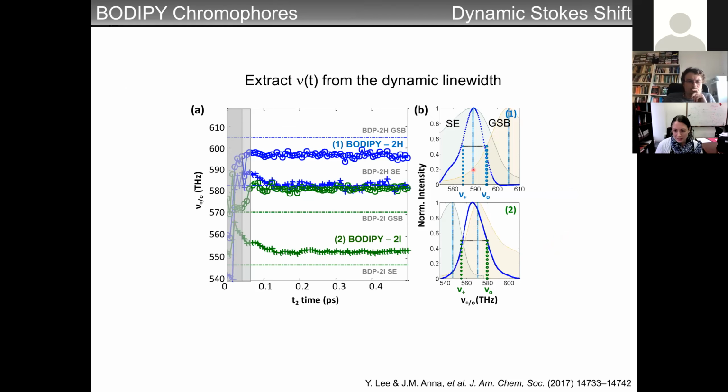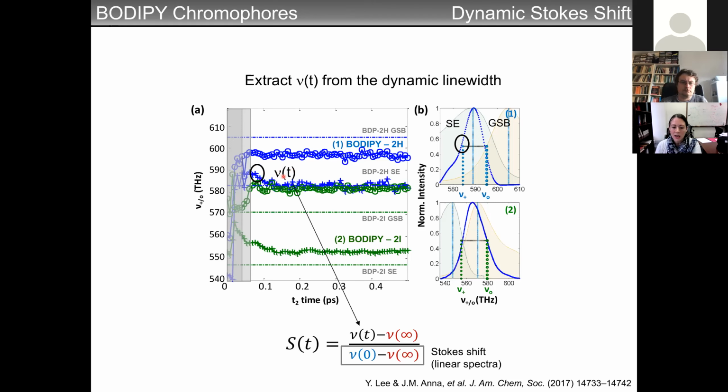All right, so how do we actually do this? Here in blue is a representative slice or projection from the 2D data for a given T2 time. And so what we're really looking at is this dynamic line width change. For every projection as a function of T2, we're going to extract the frequency at the full width half max. And then that becomes one of the points in this plot here. We're going to take this as our nu of T, the frequency that corresponds to the energy gap change. And then we're going to plug this into the Stokes shift function.